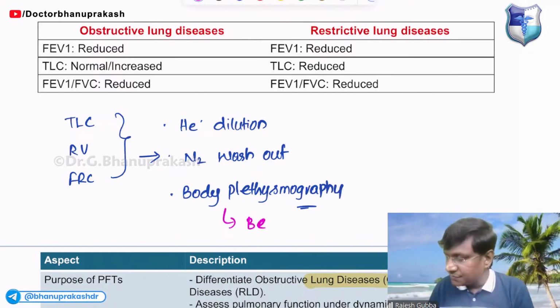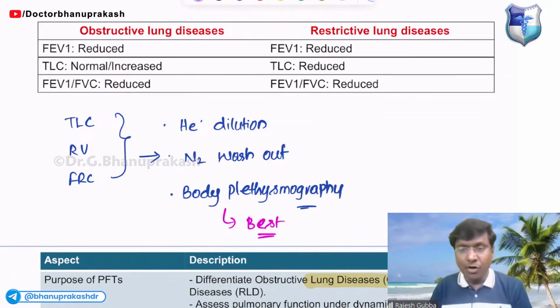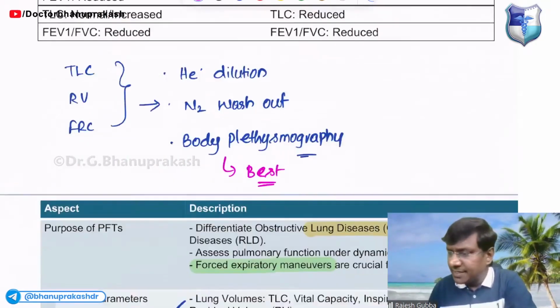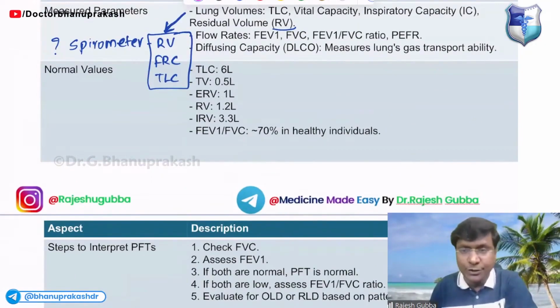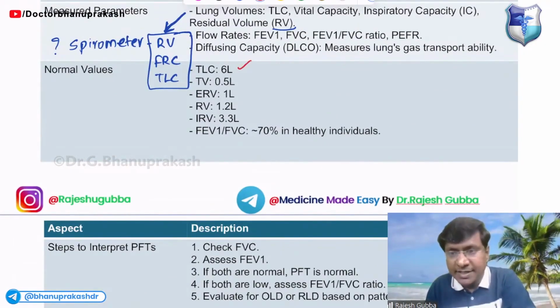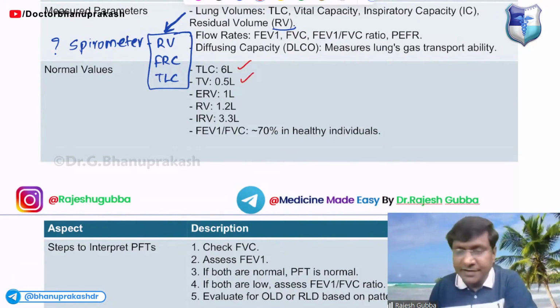Out of all these, which is considered the best method? Body plethysmography is considered the best method in estimating the total lung capacity, residual volume, and the functional residual capacity. Now, they may ask you about the values, of which please remember, the total lung capacity is around 6 liters and the tidal volume will be around 0.5 liters.